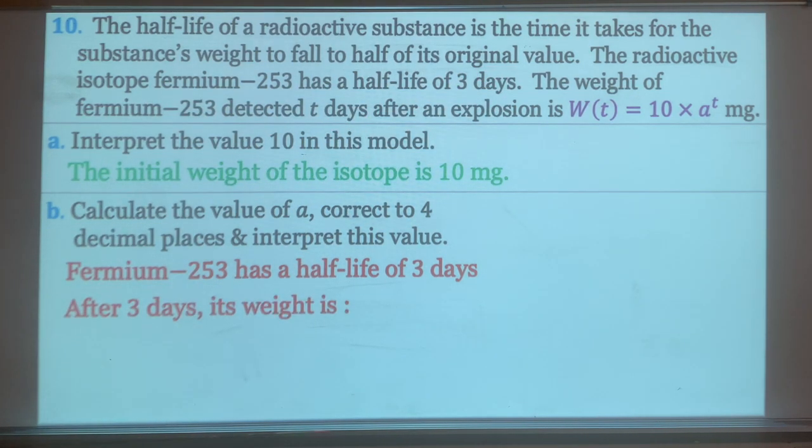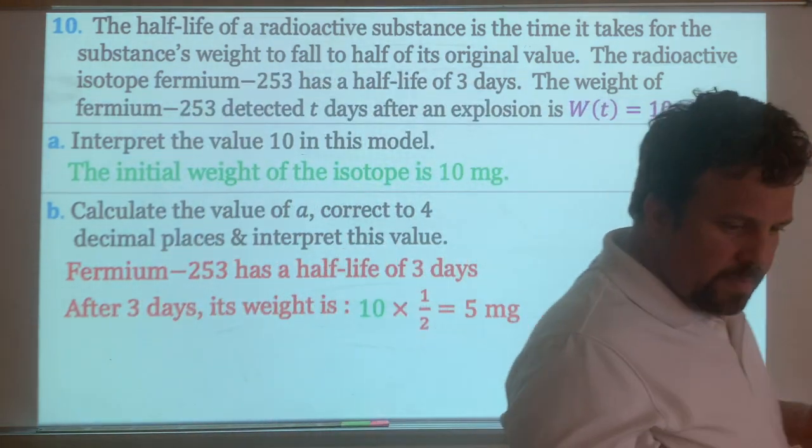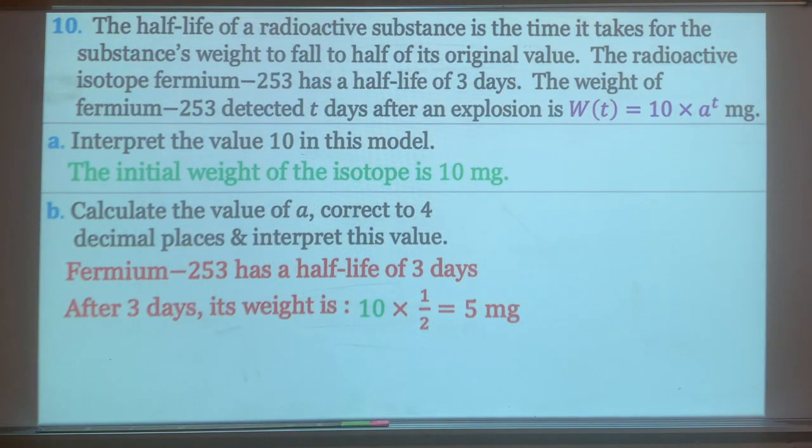After 3 days, the weight is what? Well, if its initial weight is 10, what's its weight after 3 days? Half of 10. What's half of 10? 5. So the weight after 3 days is 5 milligrams. So what does that tell us? That gives us a point.